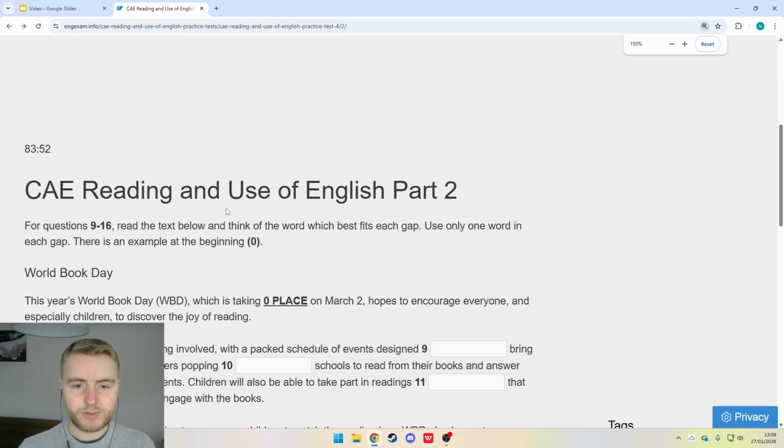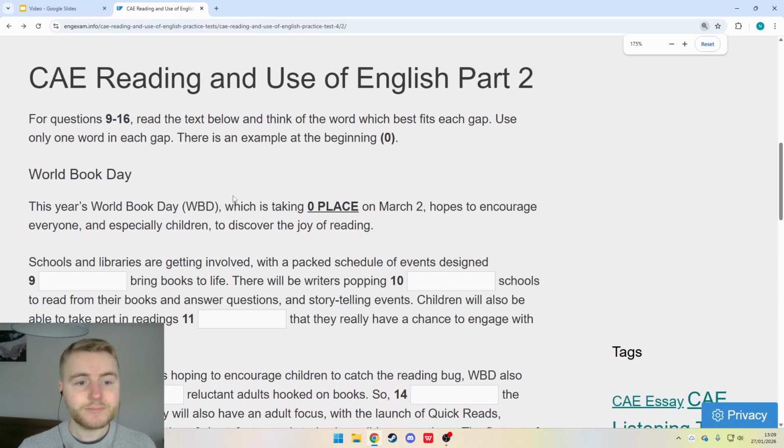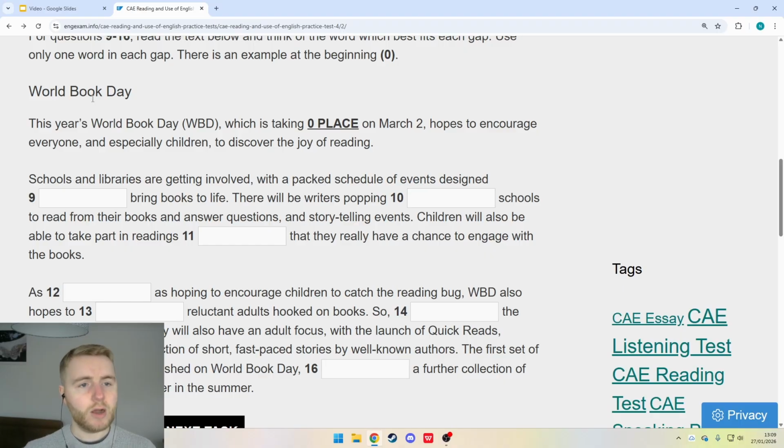I'll zoom in a little bit more to make it easier to see. So this is all about World Book Day. This year's World Book Day, which is taking place on March 2nd, hopes to encourage everyone, and especially children, to discover the joy of reading. Schools and libraries are getting involved with a packed schedule of events designed bring books to life.